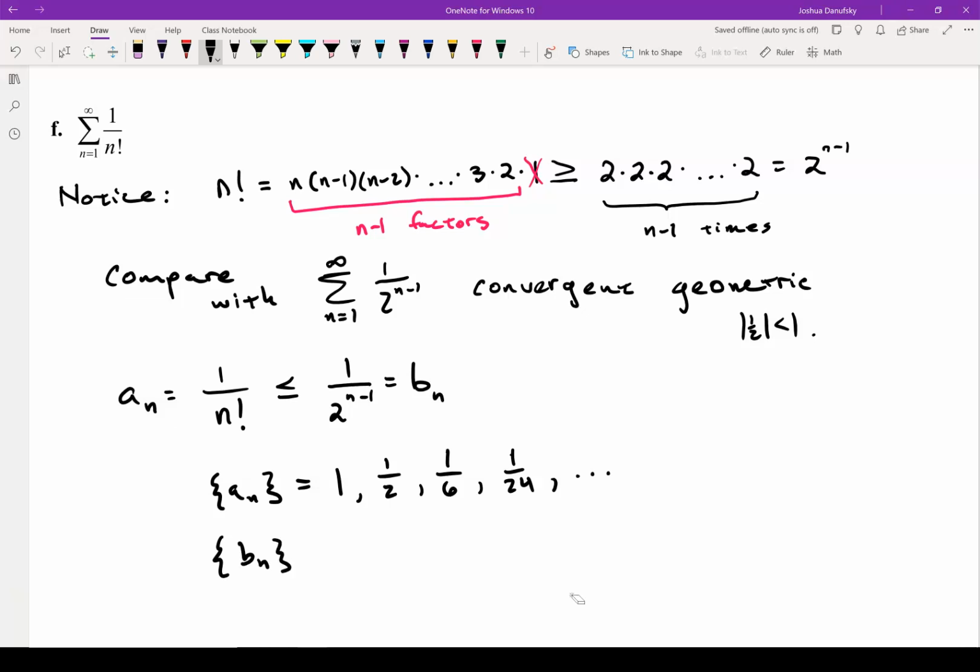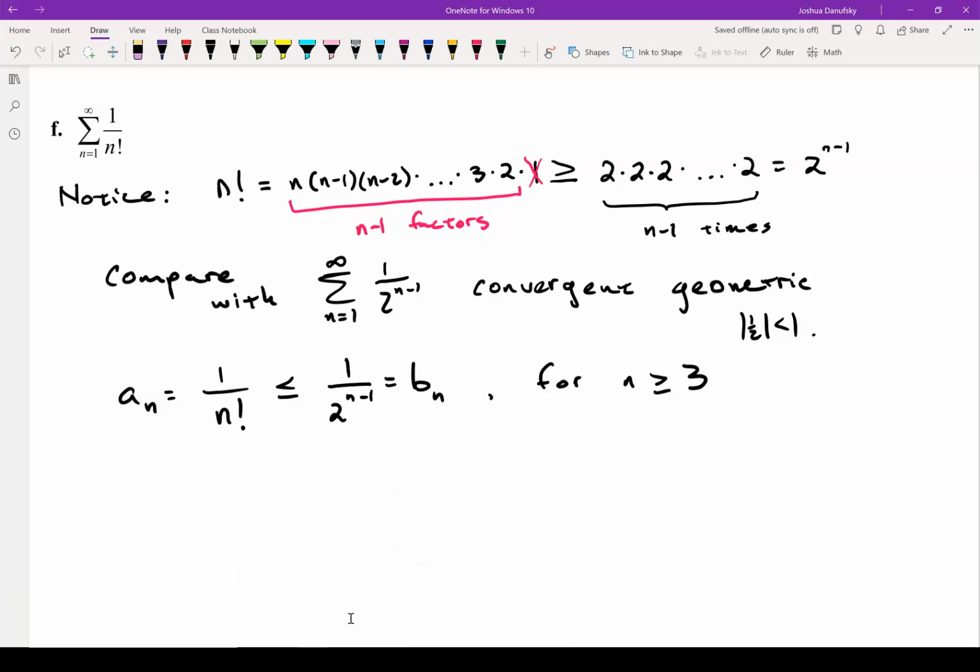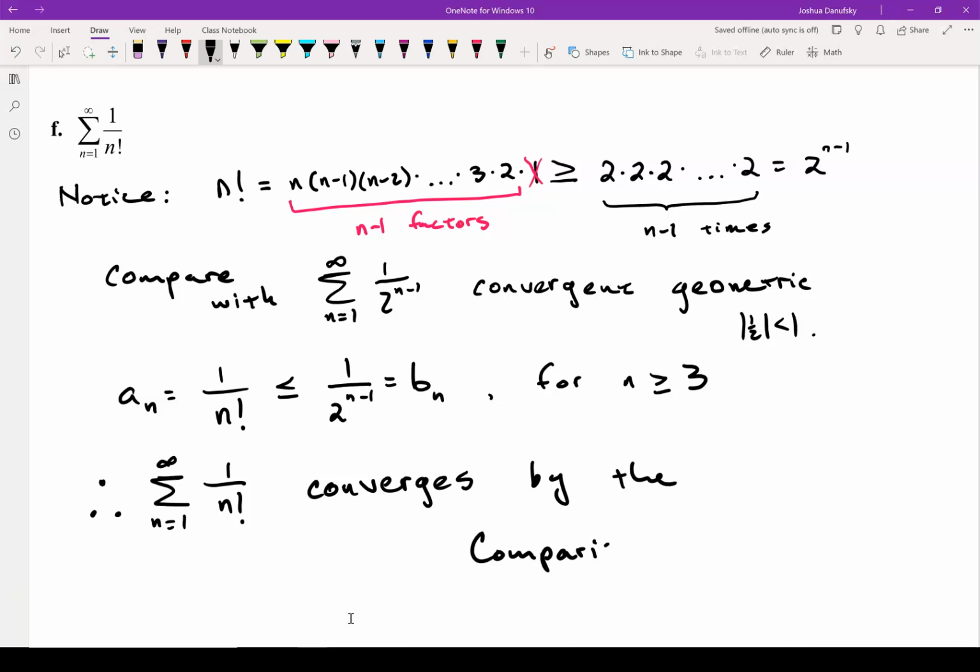Whereas b sub n is equal to 1 when we plug in 1, 1/2 when we plug in 2, 1/4 when we plug in 3, 1/8 when we plug in 4, etc. And we notice that the terms for a sub n are indeed smaller than those for b sub n when n is greater than or equal to 3. Therefore, our given series converges by the comparison test.